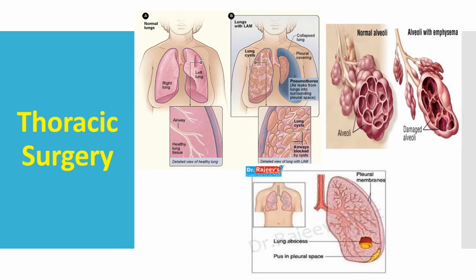The diagrams here, A shows what normal lungs look like. B shows lung cyst. To the right, we see the alveoli with emphysema, what they look like between normal alveoli and alveoli with emphysema. And on the bottom, you see a lung abscess, and there's pus in the pleural space.